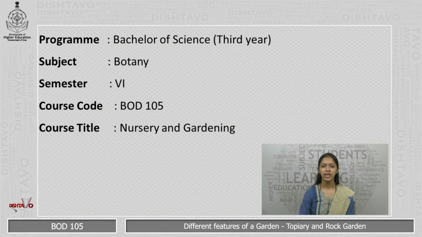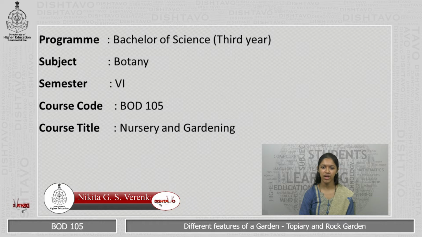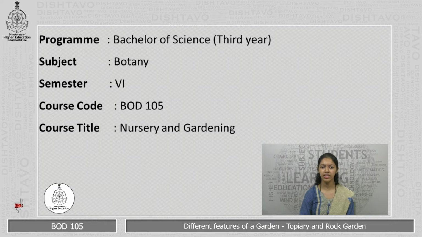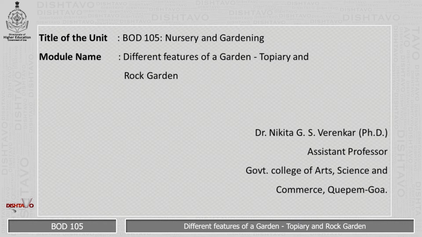Welcome students. This program is for Bachelor of Science, third year, subject Botany, semester 6, course code BOD105, course title Nursery and Gardening. Title of the unit BOD105, Nursery and Gardening, module name Different Features of a Garden, Topiary and Rock Garden. Myself, Dr. Nikita Shetwerekar, Assistant Professor from Government College of Arts, Science and Commerce, Gateway.